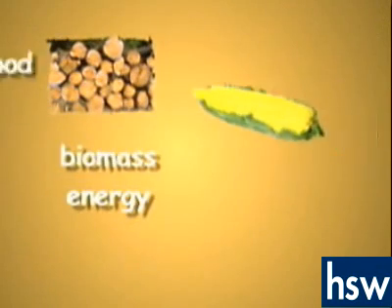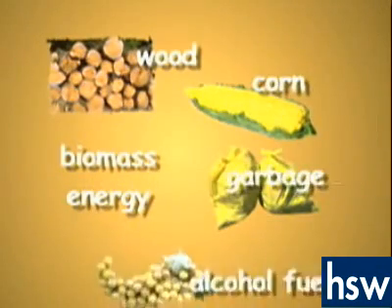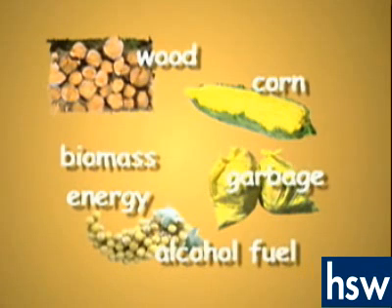Biomass is anything that was once alive. Wood, agricultural crops, and animal products are all examples of biomass. Biomass gets its energy from the sun. Through photosynthesis, plants make sugars. These sugars are used as fuel by other living things. The energy stored in plants can be used as fuel.